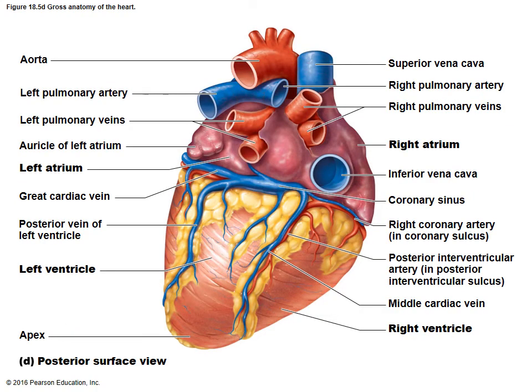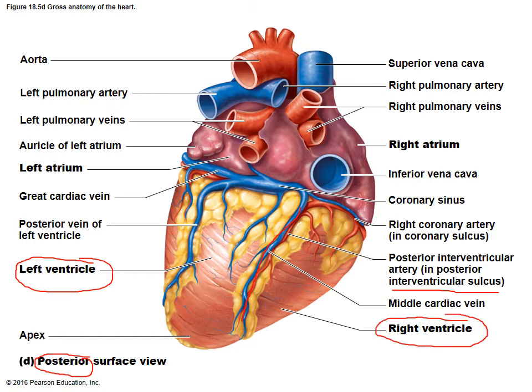And here is the posterior view. When we come over to the posterior view, we're going to notice that we also have our posterior interventricular sulcus being marked right over here, once again allowing us to distinguish where the left ventricle is versus the right ventricle.